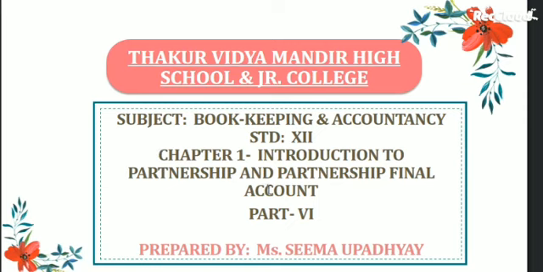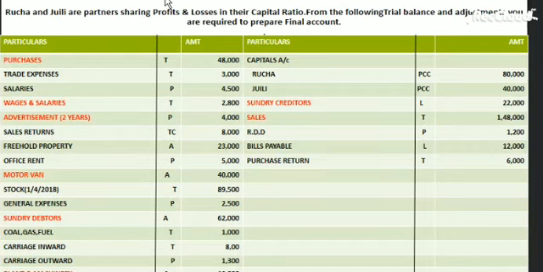Today we are going to start with part 6 of chapter number 1, Introduction to Partnership and Partnership Final Account. Here is the sum. Ruja and Julie are partners sharing profit and losses in their capital ratio. So on the basis of the capital, we are going to decide their net profit. From the following trial balance and adjustments, you are required to prepare final account.